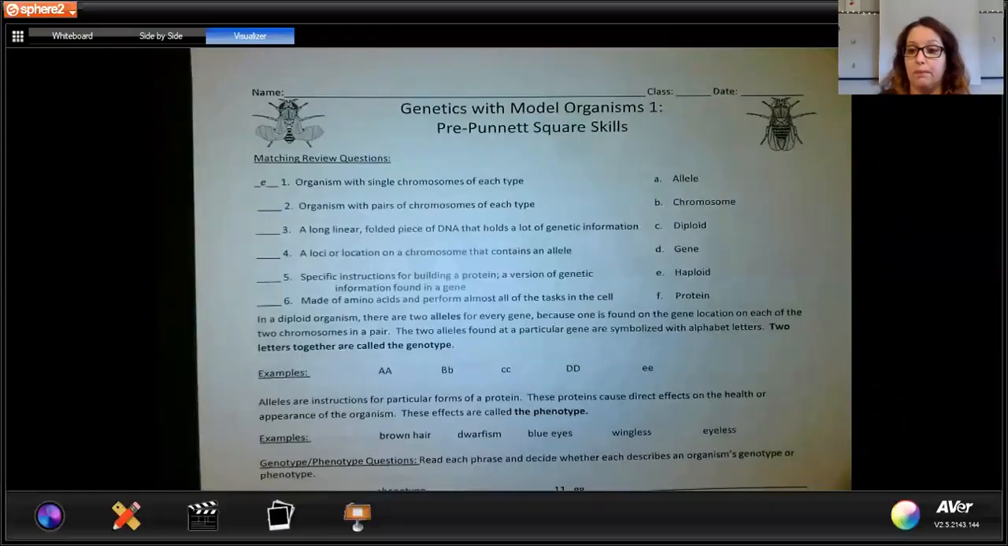I am briefly going to walk you through how to do assignment number 1 for this week, which is Genetics with Model Organisms 1, Pre-Punnett Square Skills. And I suppose it would help if you could see that with me. Obviously, I'm not going to give you all the answers here. That would be ridiculous because you need to know how to do some of these things on your own if you want to be successful on your next exam, which is next week.